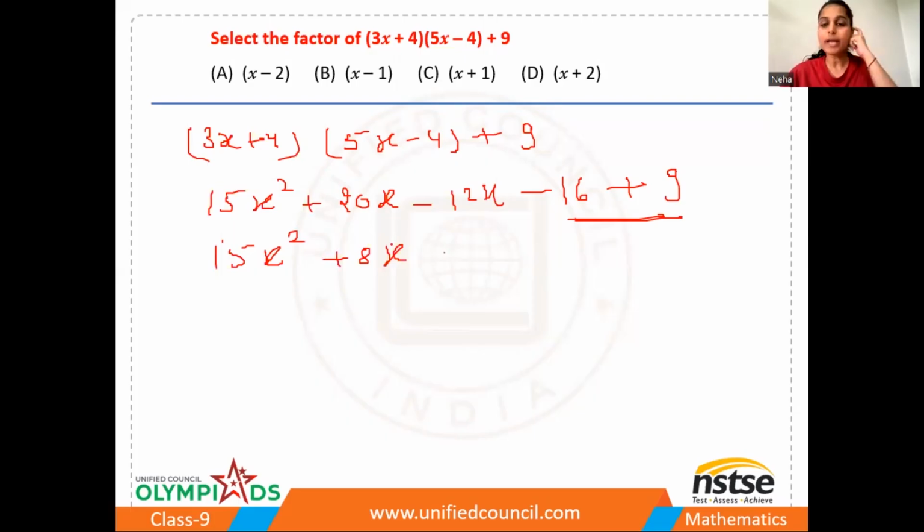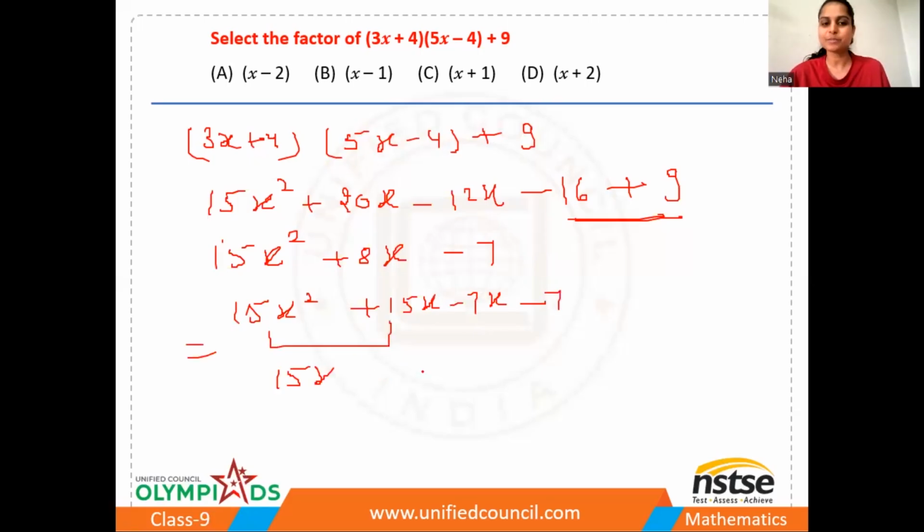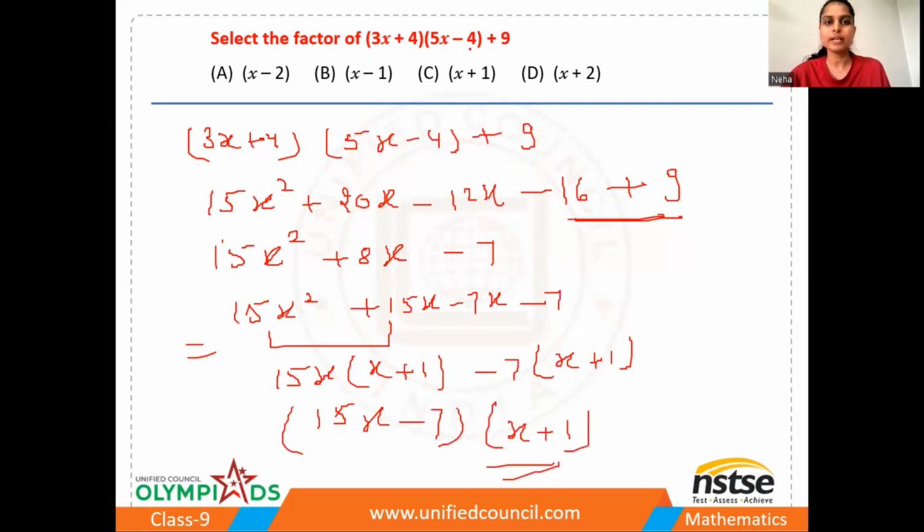Now I have to do the factorization here. So it becomes 15x square plus 15x minus 7x minus 7. So I can take 15x common, this becomes x plus 1. Again, I can take minus 7 common, so it is again x plus 1. That means this is nothing but 15x minus 7 into x plus 1. So one of the factors is x plus 1. Option C is your right answer.